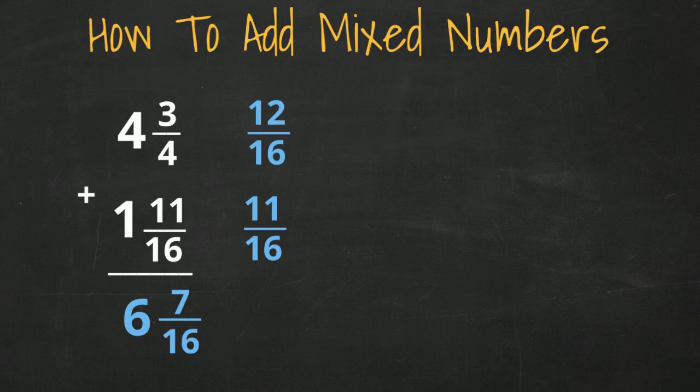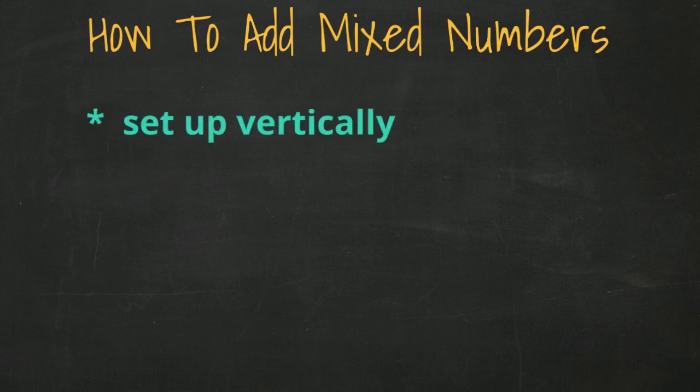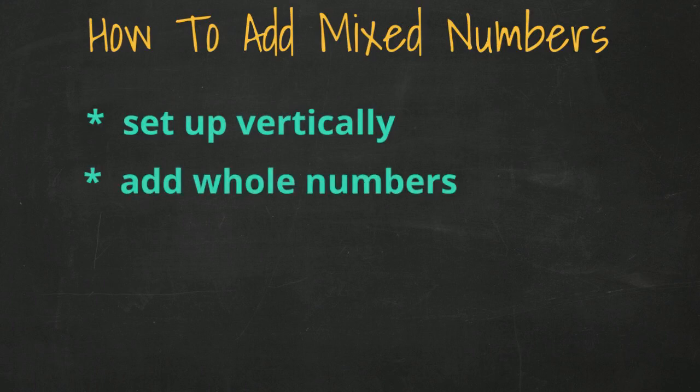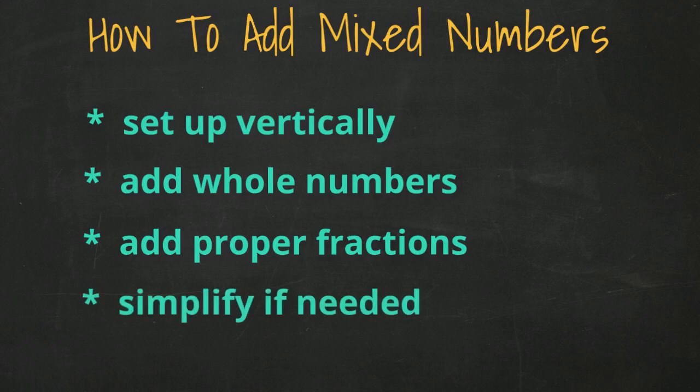That was a lot of information to go over. Here are the highlights though. When adding mixed numbers, you can set it up vertically just like any other addition problem. Add the whole numbers first and then the proper fractions. You may need to convert your proper fractions into equivalent fractions by using common denominators. Once you have proper fractions with the same denominators, you can add those fractions together by simply adding the numerator and keeping the denominator the same. Simplify the answer if necessary.